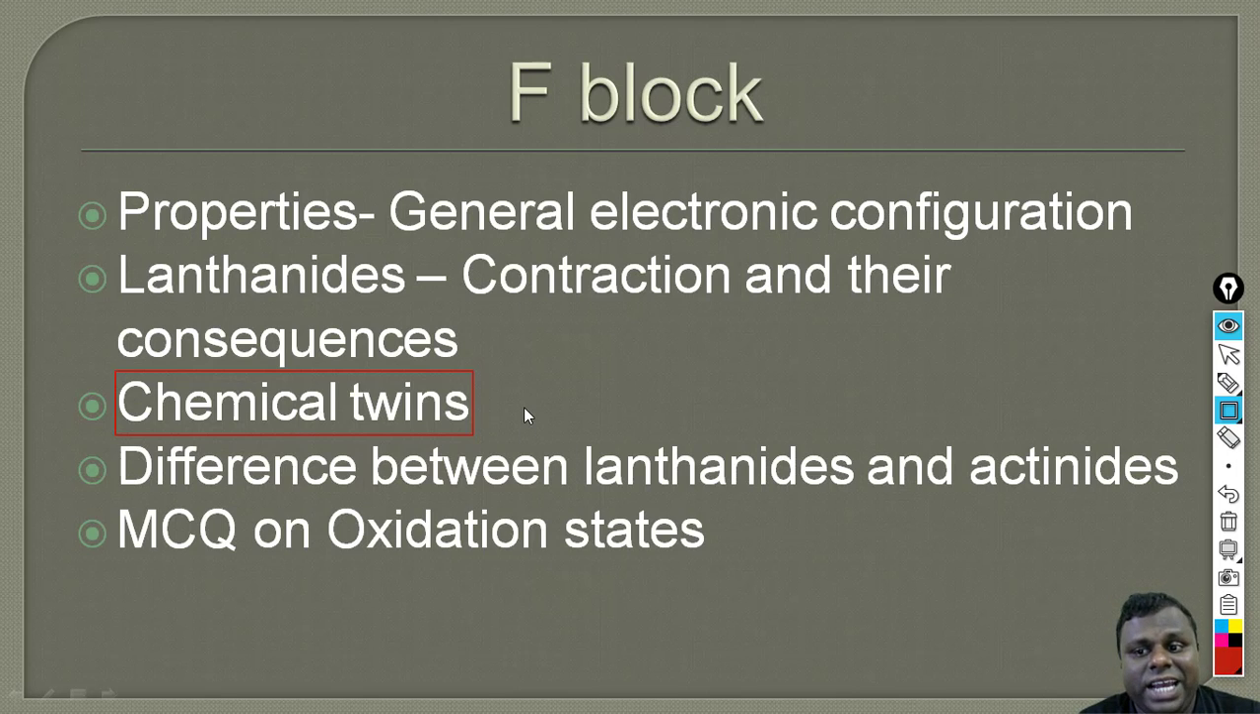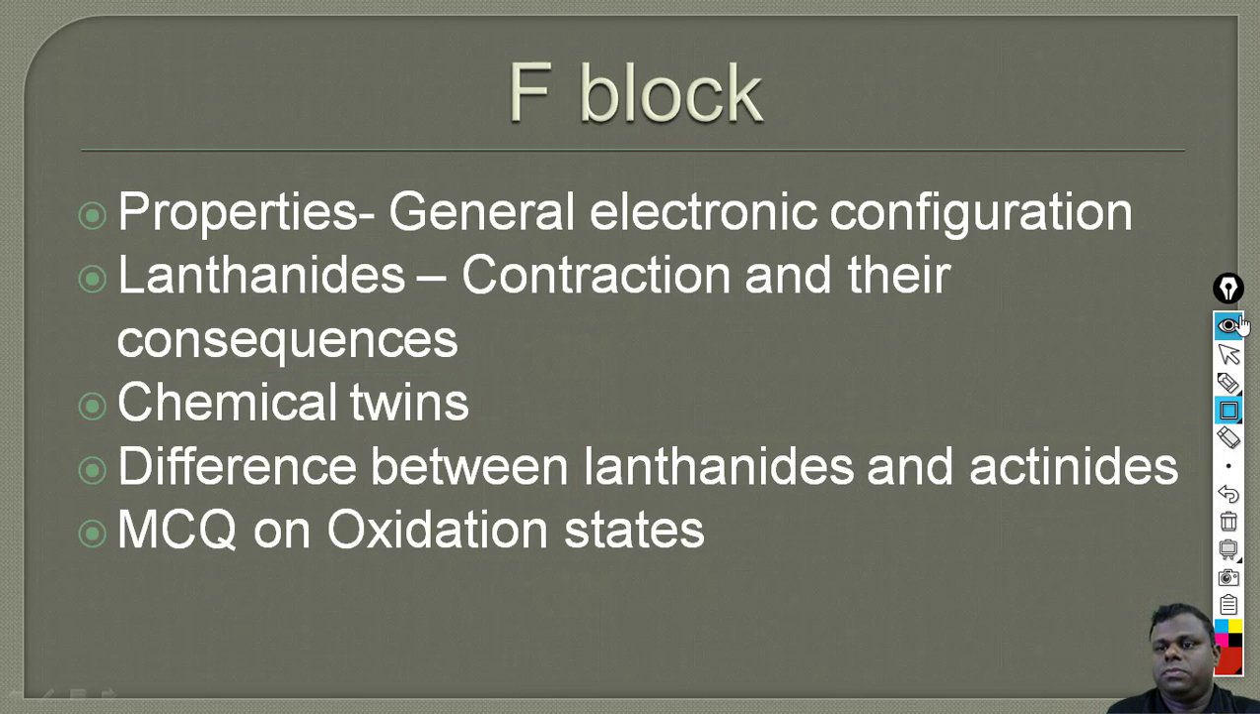Difference between lanthanides and actinides: actinides are radioactive, lanthanides are not. A few are synthetic, a few natural, and then decreasing basicity, less lanthanoid contraction, more lanthanoid contraction. I think it's pretty much evident. It is straight away given in the textbook, so do not miss this. Now, an important thing: MCQs on oxidation state. General oxidation state, specific oxidation state, please do not miss this. So this was about the F block elements.